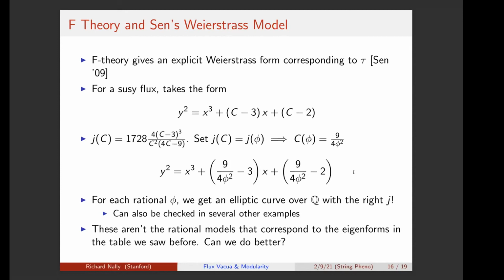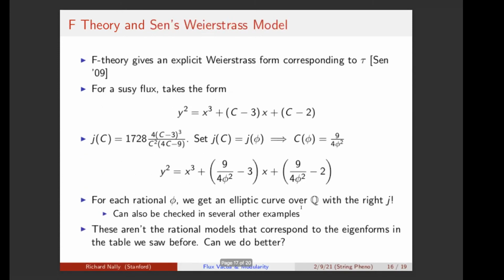I only showed it for P11222, but you can check this for several other examples. So this is good, but it's not great. The reason is that we haven't picked the right rational model. We have picked a rational model and it isn't the right one. For any fixed value of phi, you can compute the modular form associated to this elliptic curve. For general phi, the modular form associated to this family of elliptic curves is simply not the same as the modular form associated to the threefold. So can we do any better?